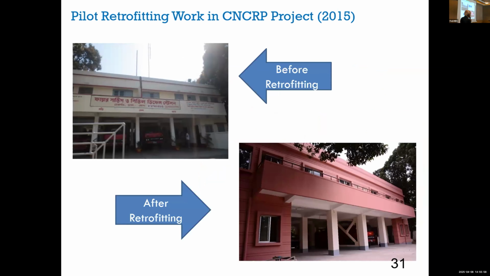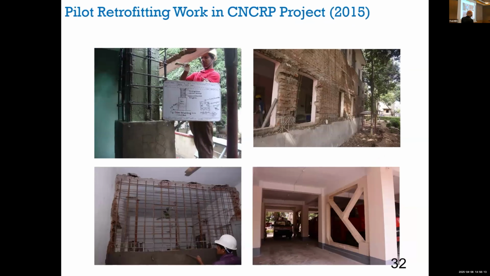And initially we did this pilot retrofitting of a few buildings. One of the buildings is this. This is a small fire station building. We inserted steel frame bracing, we inserted RC wall, column jacketing, and ferrocement lining on the masonry wall.